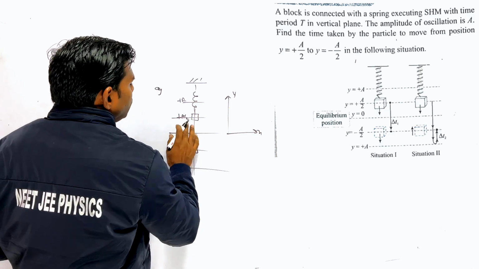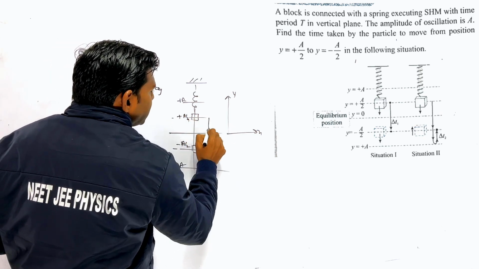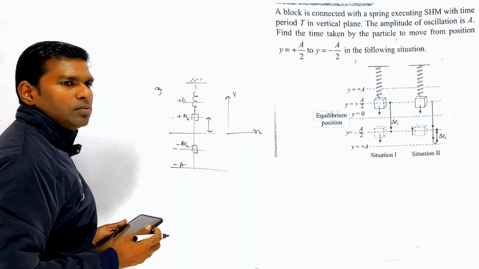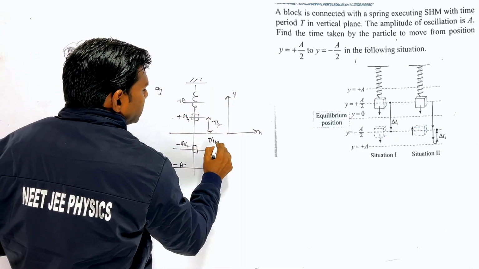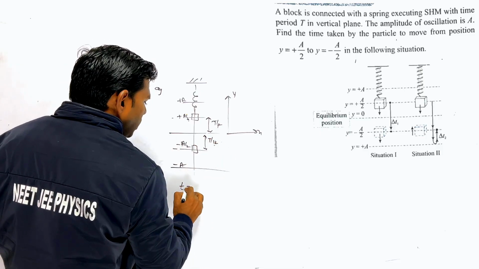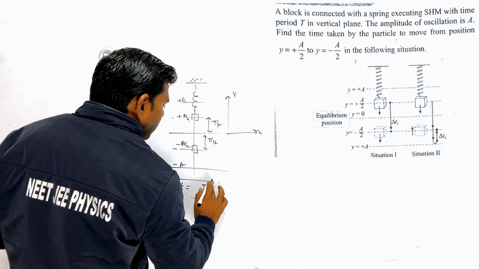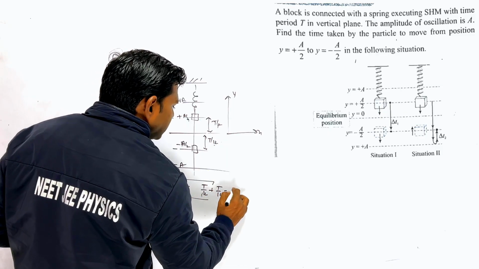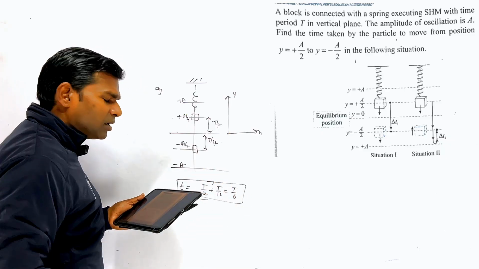So you tell me, if this is A by 2, what is this time period I told you? T by 12. And what is this time period? Say T by 12. So what is the total time? T by 6 is the correct answer. T by 12 plus T by 12. Check the answer. Is it correct or not, you tell?